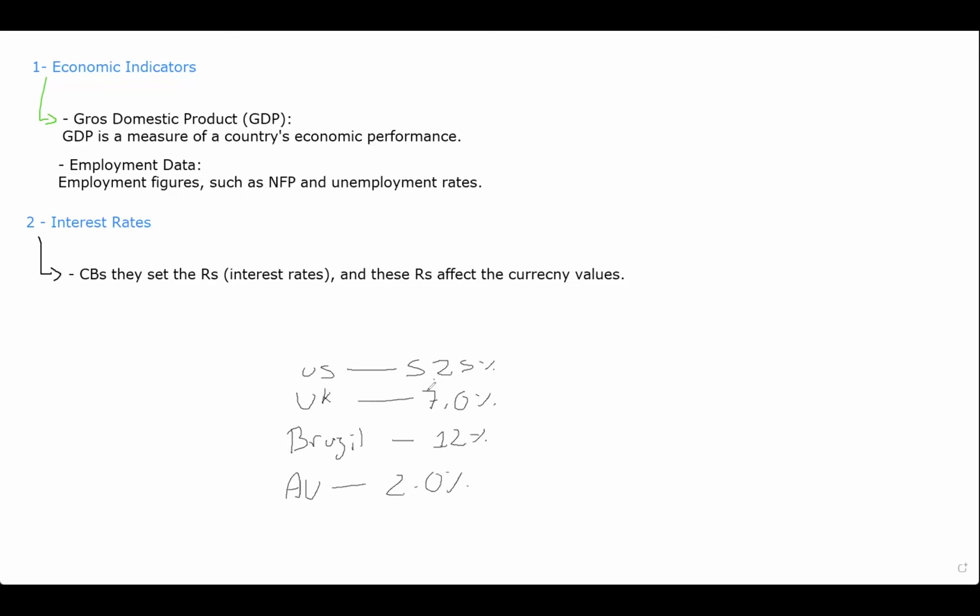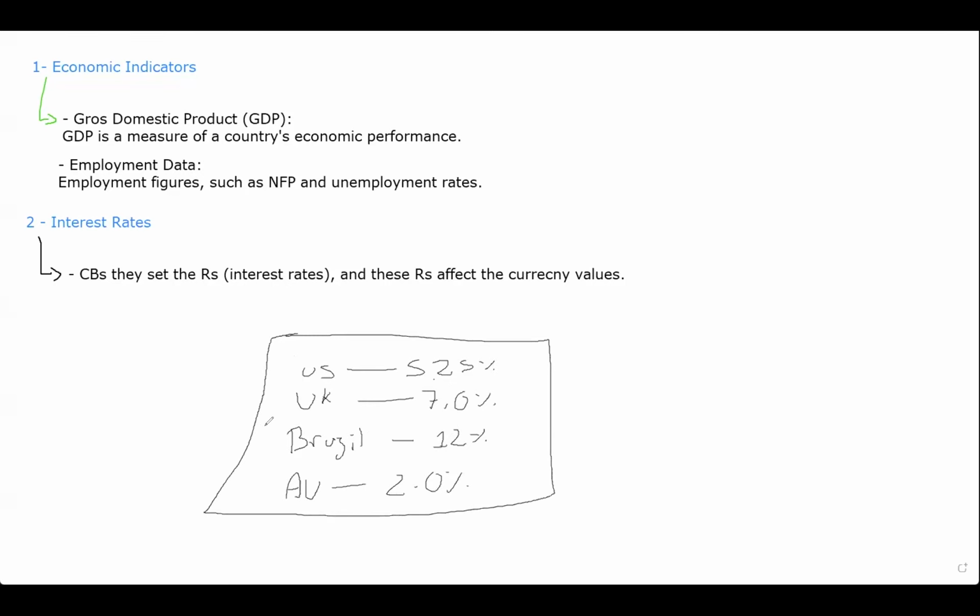Okay, these numbers don't line up. Of course, Australia would have 2%. Good question. I'm going to explain this soon. Right. So if you are an investor, this is your basket. You're looking at these countries.